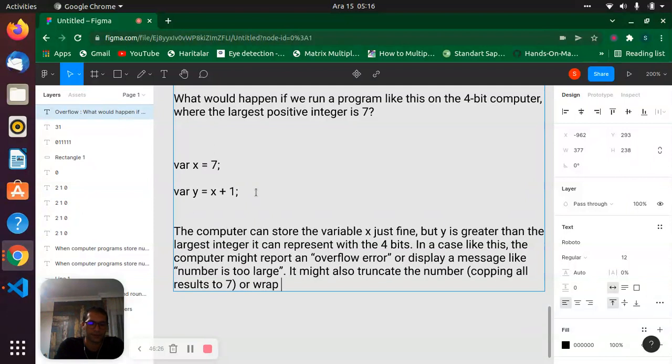Or wrap the number around, so that 8 becomes 1. I think you get what I said here. This is the important point.